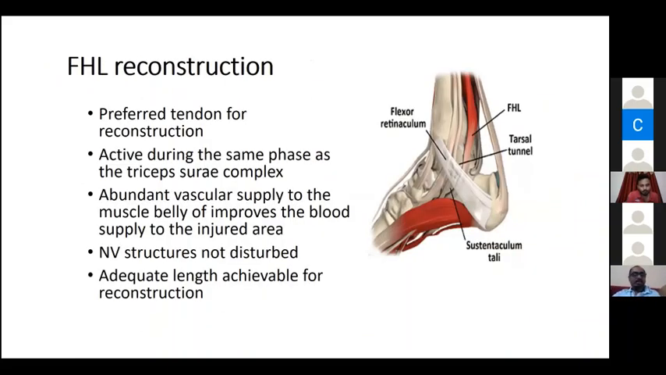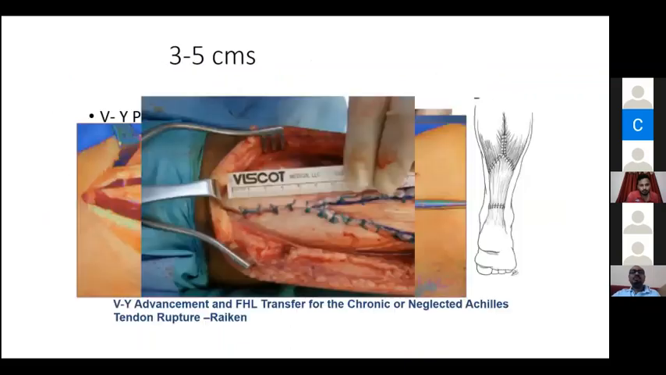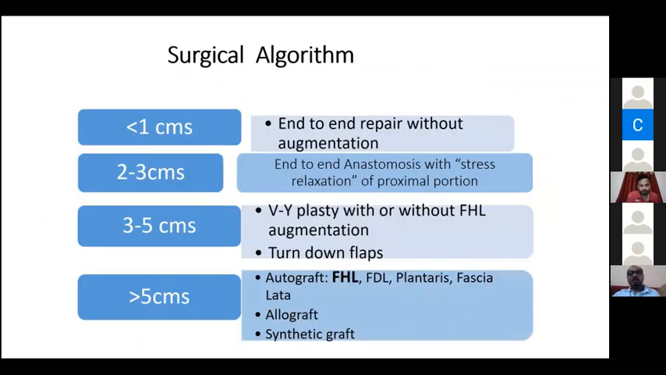All right. So this is the protocol you should remember. If approximation is possible, then try to repair it end to end. If the gap is less than 5, then you can try without FHL by doing V-Y plasty or a turn down flap. Otherwise, if it is more than 5, try to get an FHL tendon and augment with the existing remnant of the Achilles tendon. All right. So this is the present day dictum.